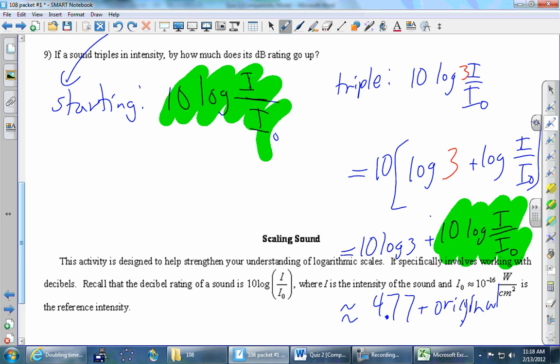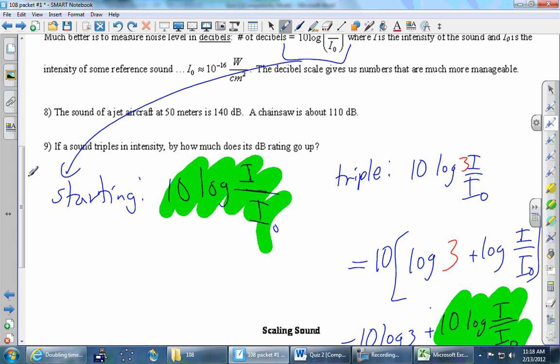Okay, Garrett is asking a good question here. Garrett wants to know, how do these things compare? You have a jet, and you have a chainsaw, and the numbers are 140 and 110. Can you guys work with your neighbors right now? We'll spend a couple of minutes answering Garrett's question. How much more intense is the 140 decibel ranking than the 110 decibel ranking?